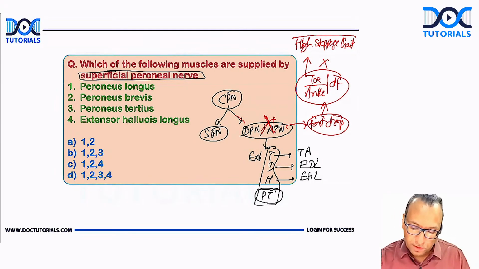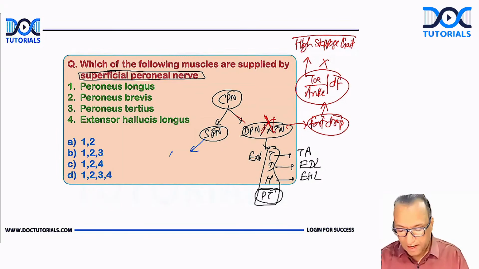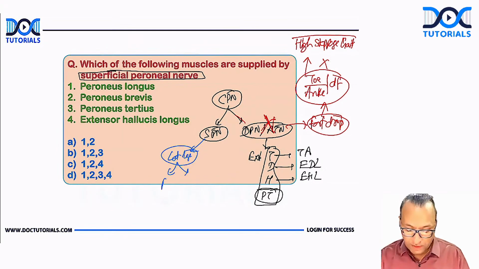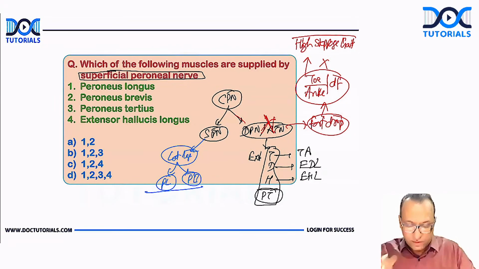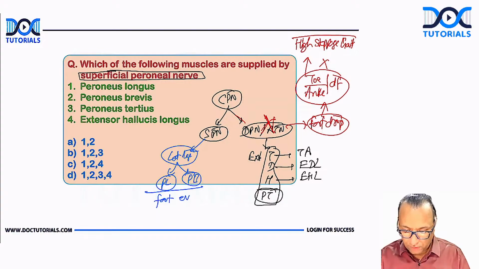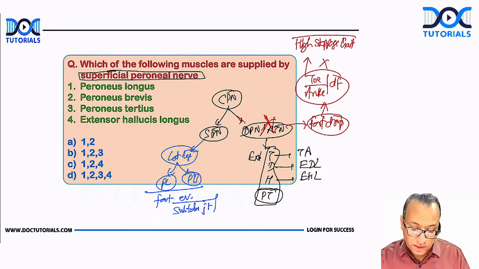Then what about superficial peroneal nerve? Superficial peroneal nerve is going to the lateral leg. It'll supply muscles in the lateral leg. There are only two muscles in the lateral leg: peroneus longus, peroneus brevis. And they turn the sole lateral. If you turn the sole lateral, means foot eversion. They do the foot eversion at the subtalar joint. Subtalar joint. And you got your answer, because the question is asking superficial peroneal nerve.